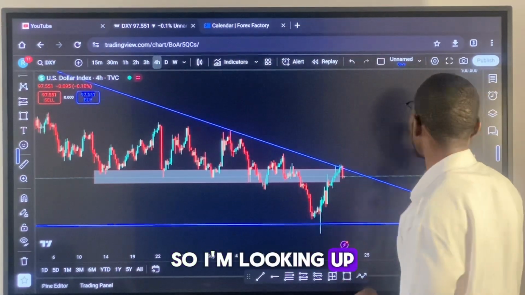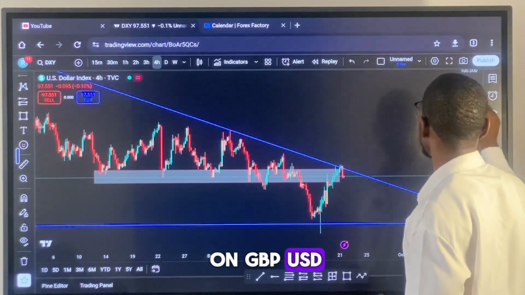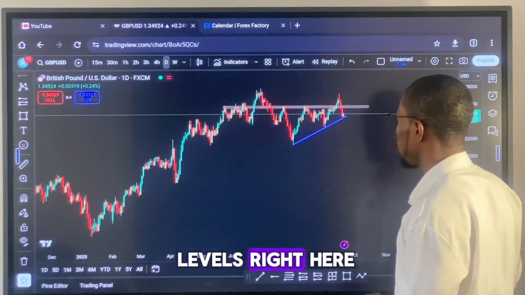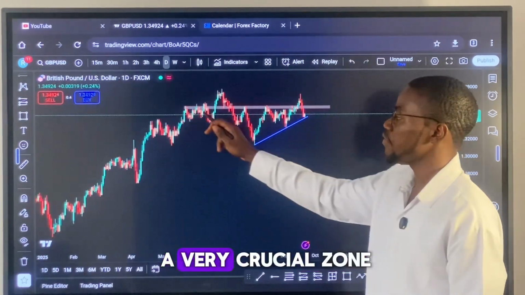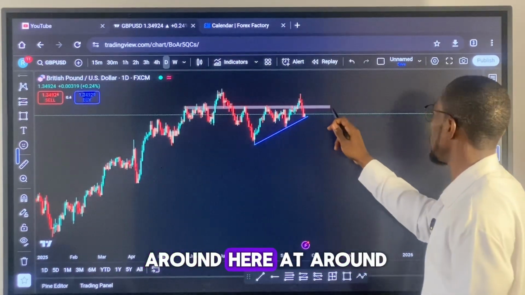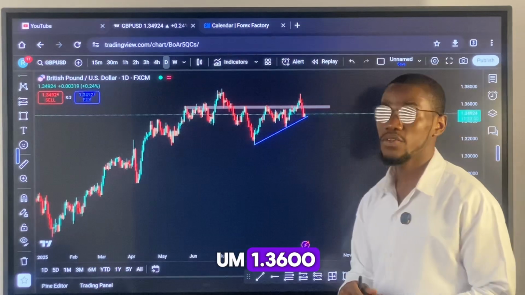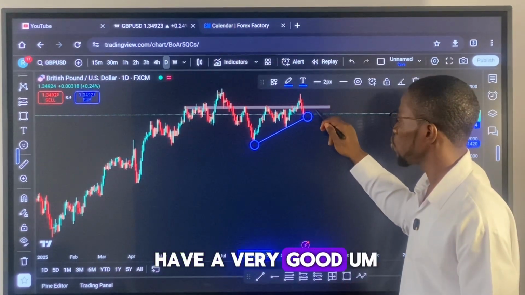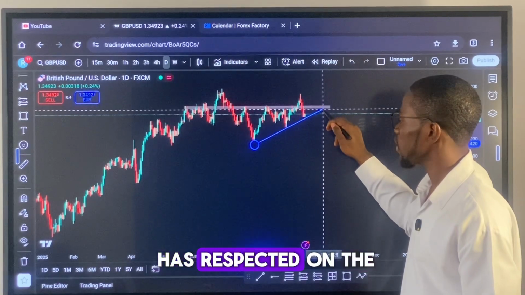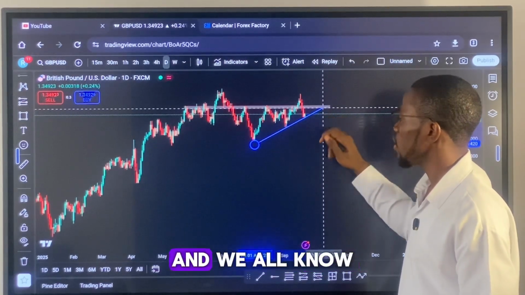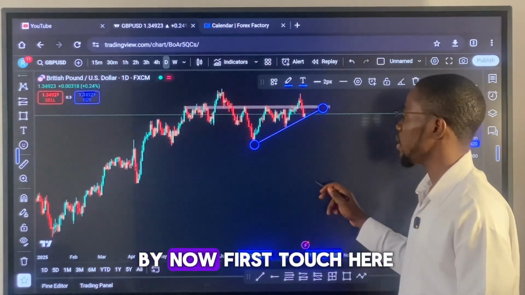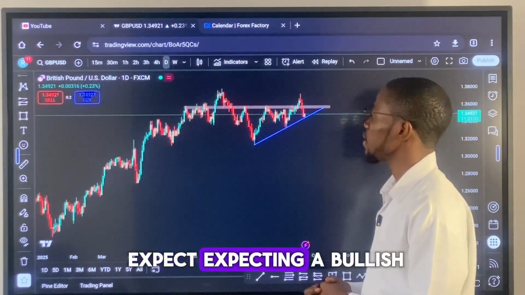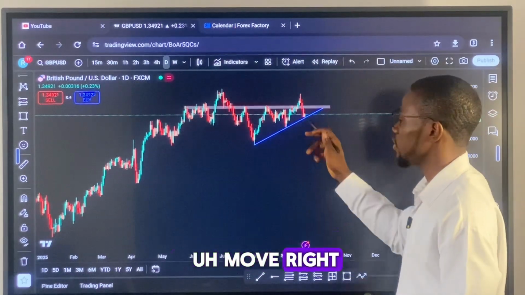So looking at GBP USD, again on the daily time frame, we see our key levels right here. We have a very crucial zone at around 1.3600, and we have a very good trend line that the market has respected on the third touch. And we all know the third touch rule by now. First touch here, second touch here, third touch here, we're expecting a bullish move, a buy setup right here.